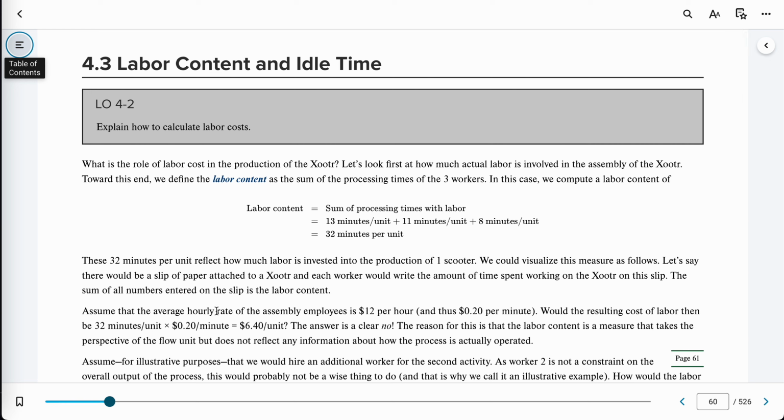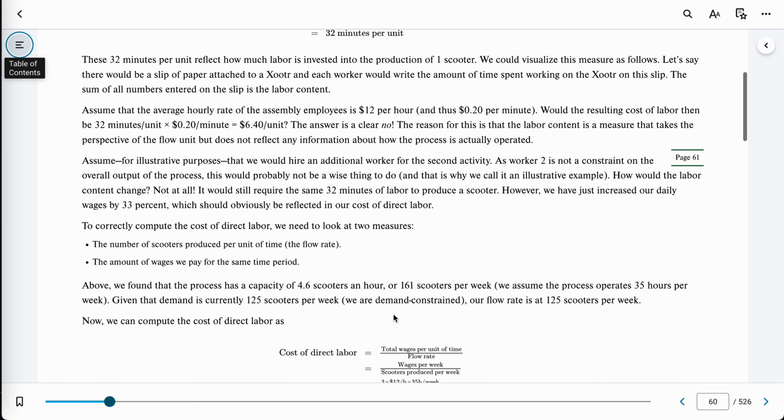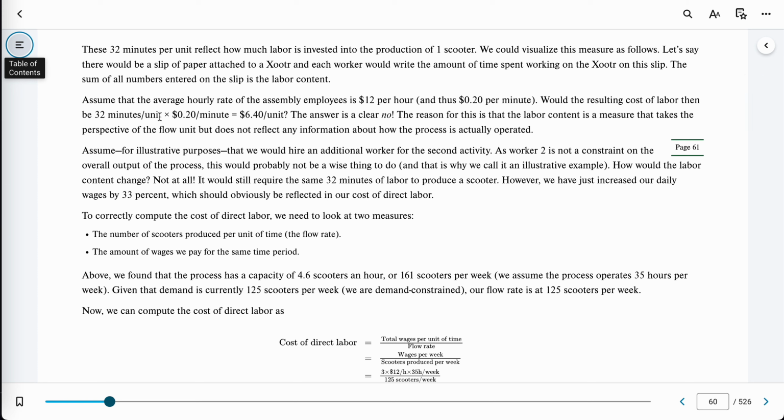Now, if you assume an average hourly rate for employees of $12 per hour, and this is obviously an older book, so it might be slightly higher now, but let's assume $12 per hour as the average working hourly rate. Would the resulting labor costs then be 32 minutes times 20 cents per minute? And the answer is obviously no, right? The reason is that labor content is a measure of how long it takes to make the unit, but people are working on activities at the same time, and some workers have to wait while other workers have to work on a continuous process, and so on.